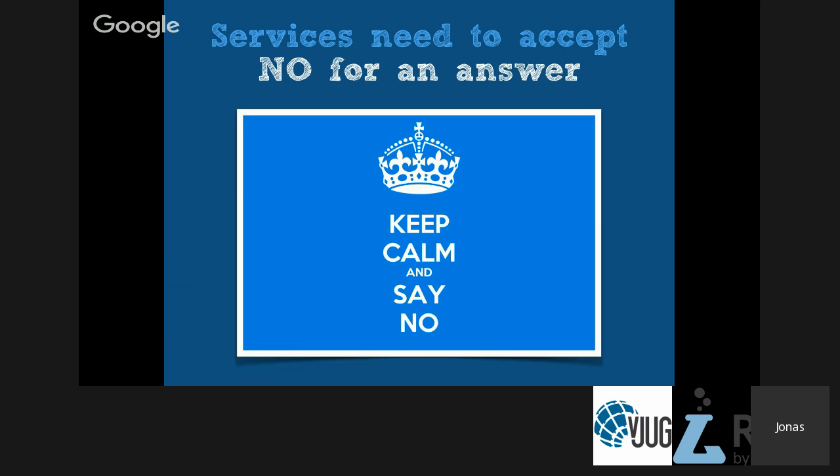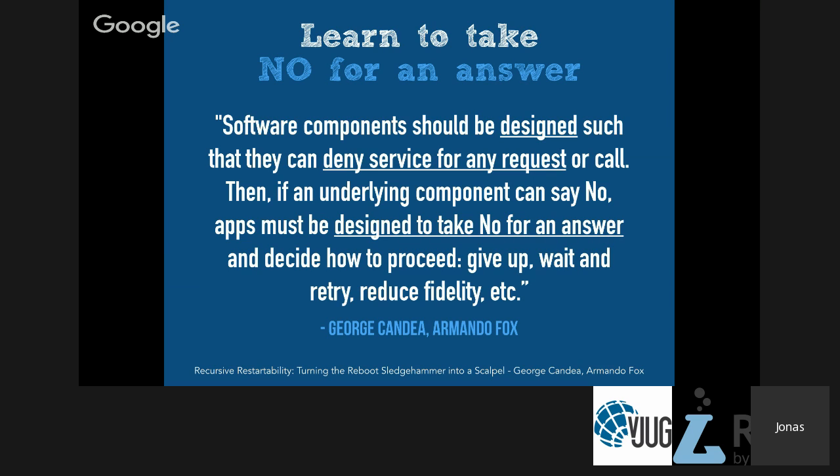I quote, "Software components should be designed such that they can deny service for any request and call." Then, if an underlying component can say no, apps must be designed to take no for an answer, and then decide how to proceed: either give up, wait, reduce, retry, reduce fidelity, etc. Essentially, applications must be allowed to say no. Sorry, I can't help you anymore, right? At least not for the time being.